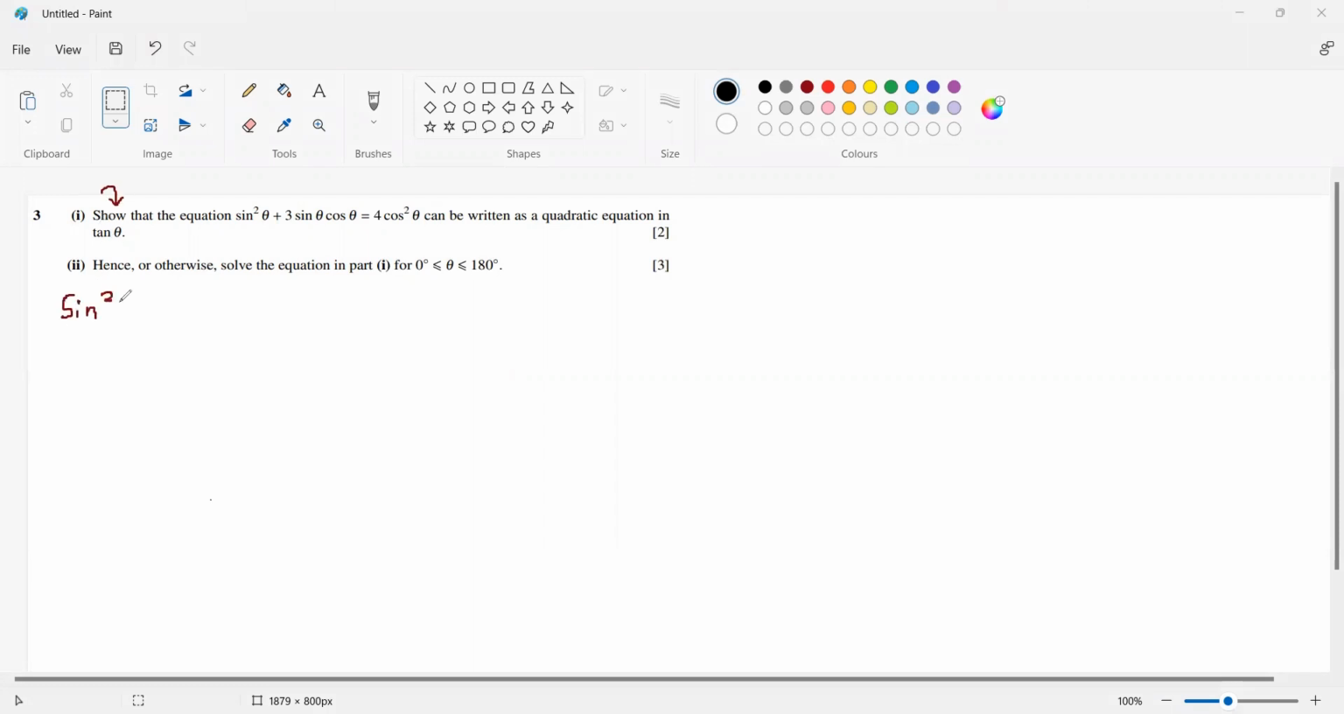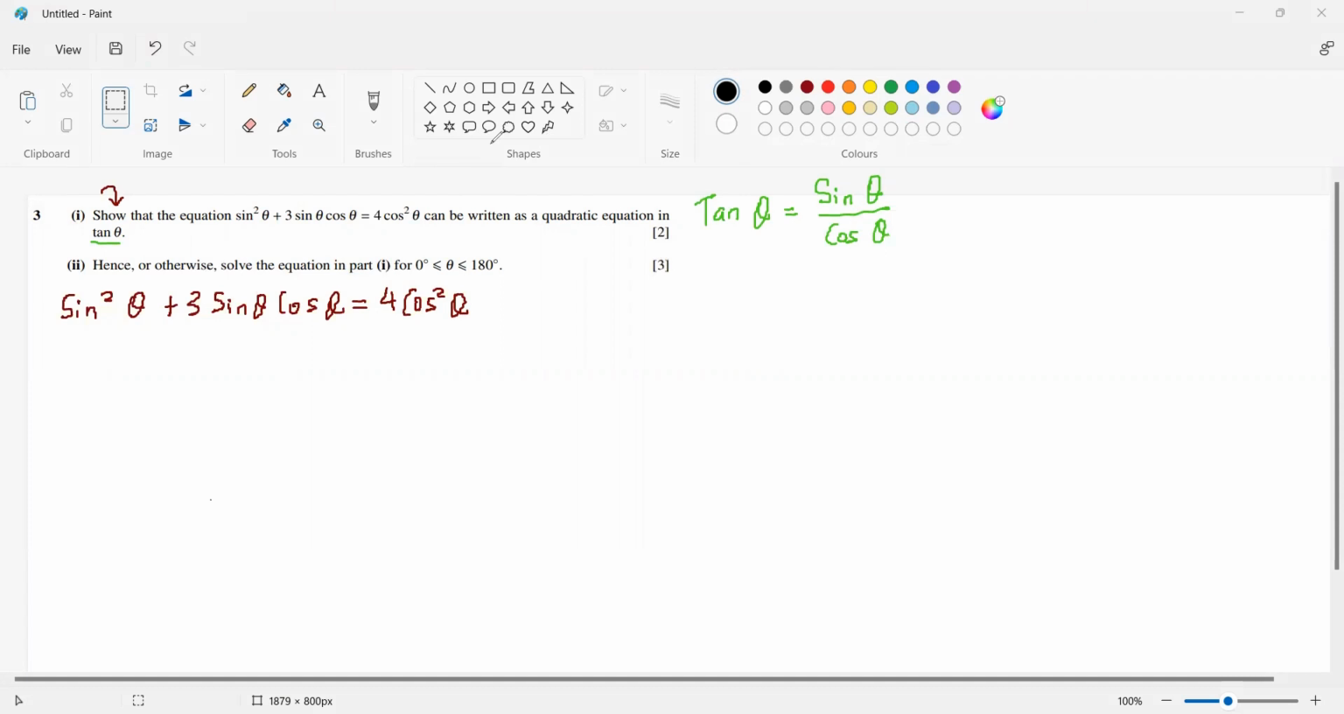So let's say we copy the first line first. That means what is given, the information itself. So sine square theta plus 3 sine theta cos theta equals 4 cos square theta. Okay, if you want to write it as an equation in tangent theta, the trick is to realize that tangent theta, how does it relate to sine and cos theta? It is sine theta over cos theta.